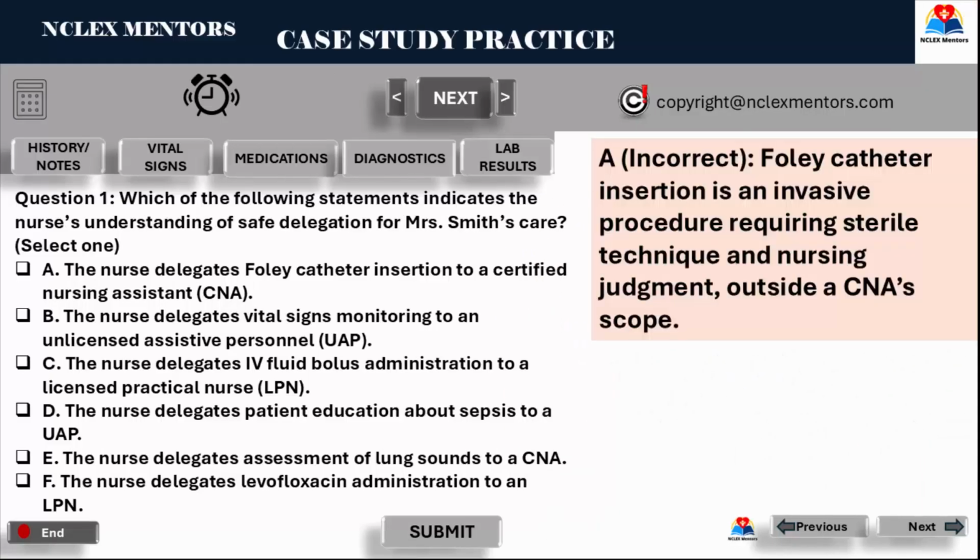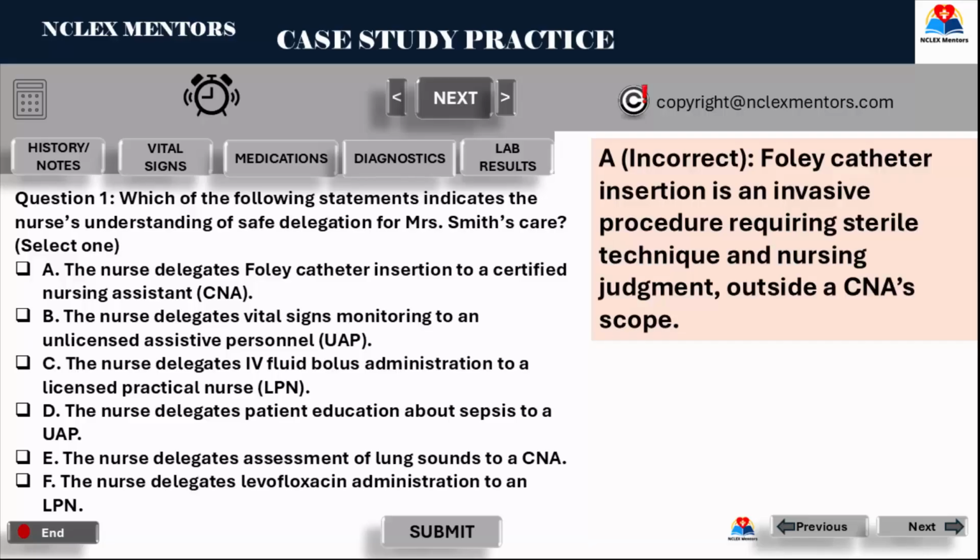Correct answer B, vital signs monitoring to a UAP. Let's break it down. Correct. Monitoring vital signs is within a UAP's scope of practice. It's a routine, non-invasive task that involves collecting data but not making clinical decisions based on it. This is appropriate delegation. Now, why are the others incorrect?